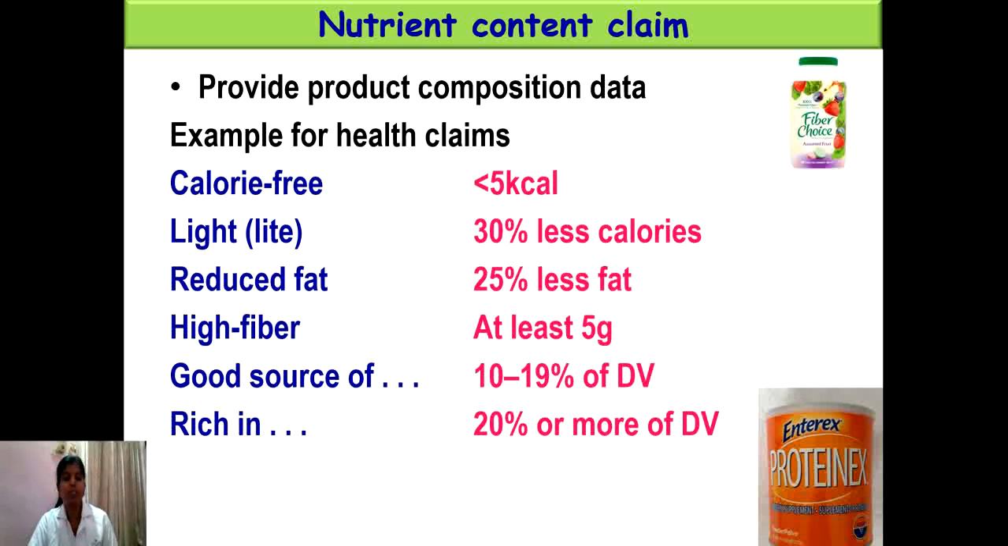And if they say the dietary supplement is rich in fiber, it should at least have 5 grams of fiber. And if they say it's a good source of any nutrient, the dietary supplement should have 10 to 19% of the daily requirement. If they say it is rich in certain nutrients, it should provide 20% or more of the daily dietary requirements. So when they are marketing a product with this terminology, these are the conditions the dietary supplement should meet in its composition.